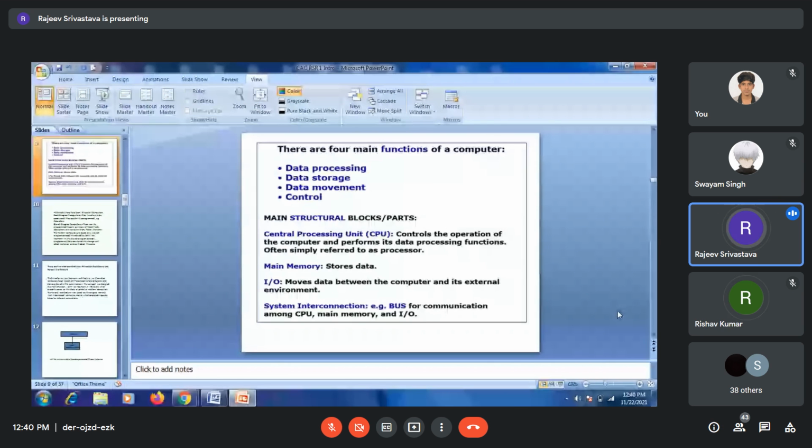Data storage, that is, if you want to see the result after some time, the data has to be stored somewhere. So that is why we have a storage also. Data movement, because as we have seen, we have ALU. So suppose some register data has to be added. Data is there in the register. So one data has to be transferred to ALU. Another data has to be transferred to ALU so that they can be added. So data movement will be there.